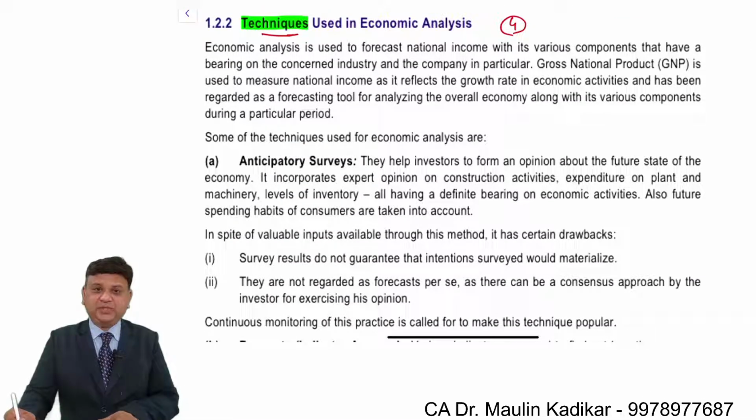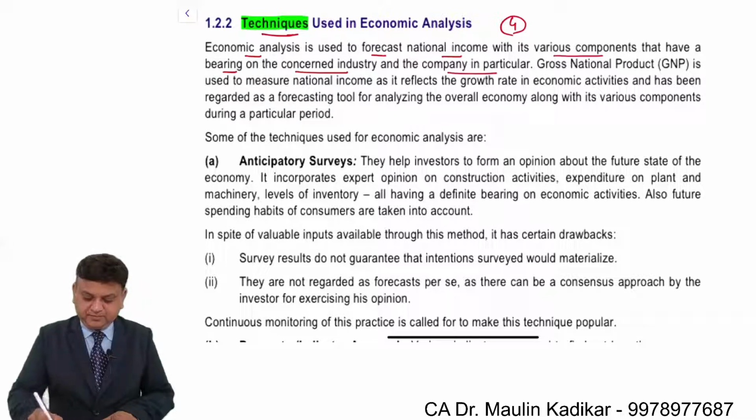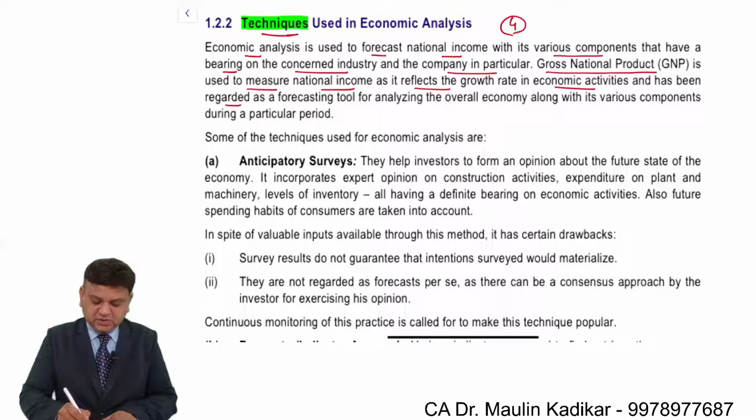Now different techniques which are used in the economic analysis. Economic analysis is used to forecast national income with its various components that have a bearing on the concerned industry and the company in particular. Gross national product is used to measure national income as it reflects the growth in the future, so growth rate in the economic activities, and has been regarded as a forecasting tool for analyzing the overall economy along with the various components during a particular period.